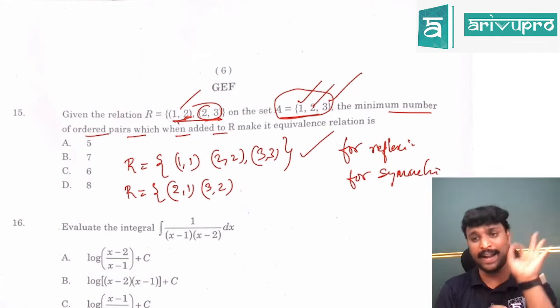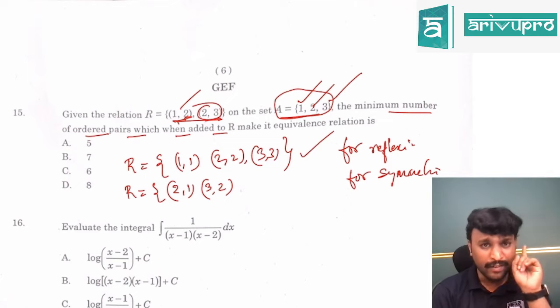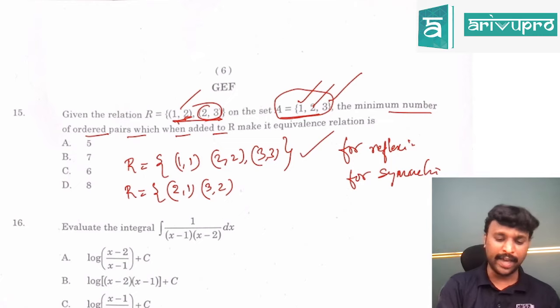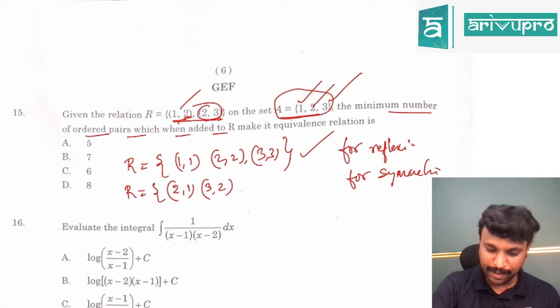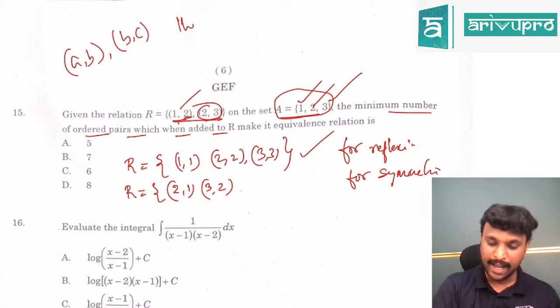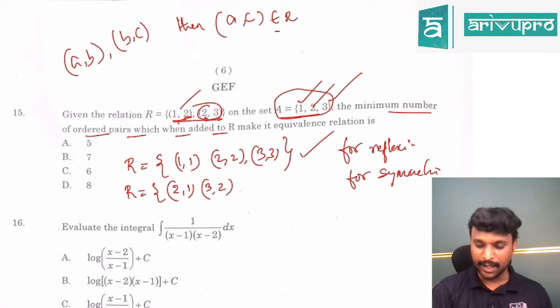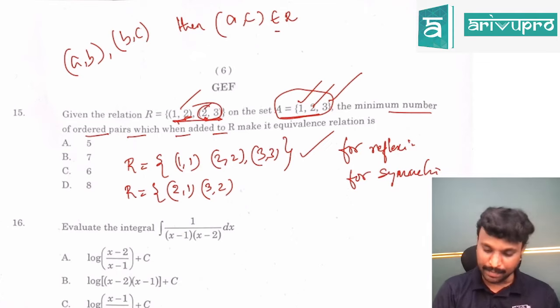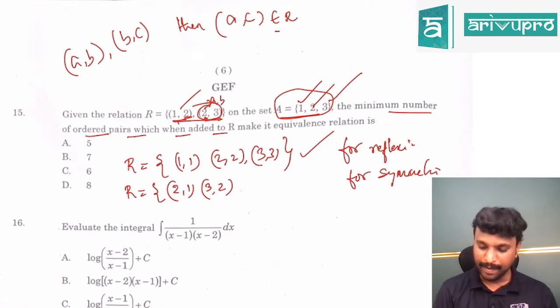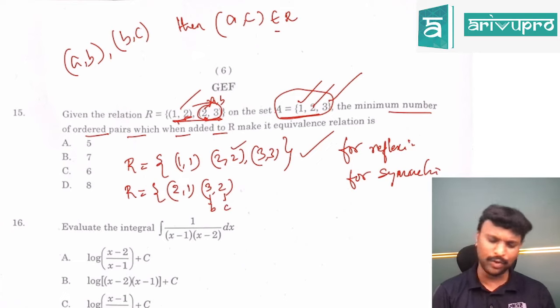But if you add these two ordered pairs, what is the problem? Let me tell you. Guys, for any relation to be transitive, if (a,b) is there in the relation, and (b,c) is there in the relation, then (a,c) must be there in the relation. All right. Now, if I consider (2,3) as (a,b), then (3,2) as (b,c), then what is (a,c)? (2,2). Anyway, (2,2) will be present.